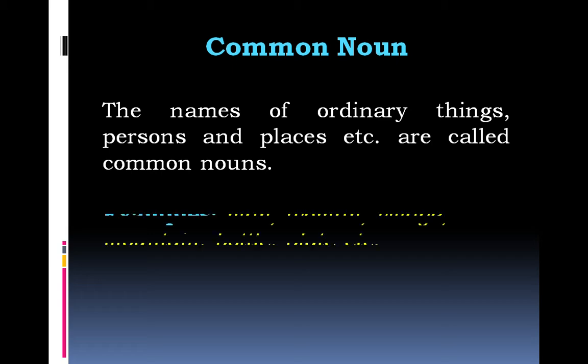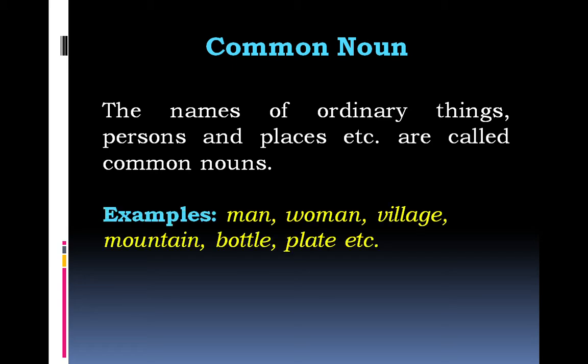It means that common noun is a word that can be used for each and every member of its group. Let's have a few examples. Man, woman, village, mountain, bottle, plate, etc. Now you see, every man is a man, no matter how ordinary or extraordinary, how important or unimportant he is. You can use this word for every man, irrespective of the fact what or who that person is. That's what we mean by common nouns.